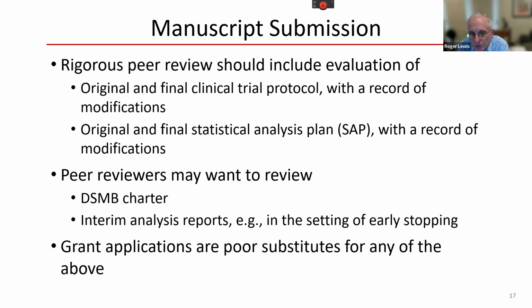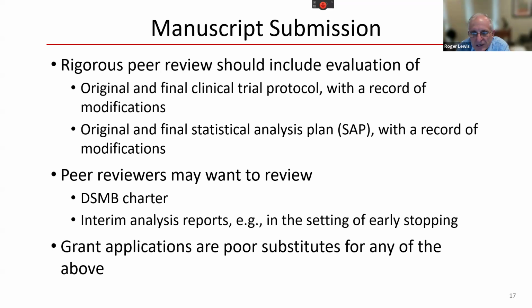Peer reviewers may also want to review your DSMB charter, especially if there was an issue with an interim analysis, or even the interim analysis reports if you had early stopping of your trial, for example, for efficacy at an interim analysis. Grant applications do not support this. And I just want to say that one of the things we've seen as a pattern in peer review work is that NIH-supported grants have far inferior documentation at the time of peer review than industry-sponsored research.